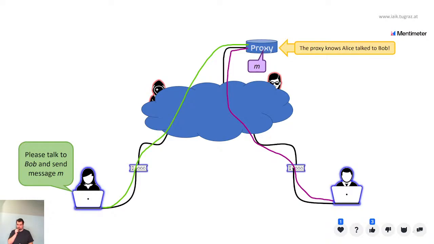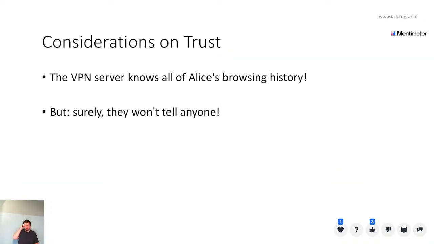What was the problem? Well, the same as before. We already touched on this a little bit. Alice talked to the proxy server, and then the proxy server talked to Bob, and the proxy server now knows that Alice talked to Bob, because the proxy server got a request from Alice that said, please send this message to Bob. The proxy server obviously knows all of Alice's browsing history. That's the problem here.